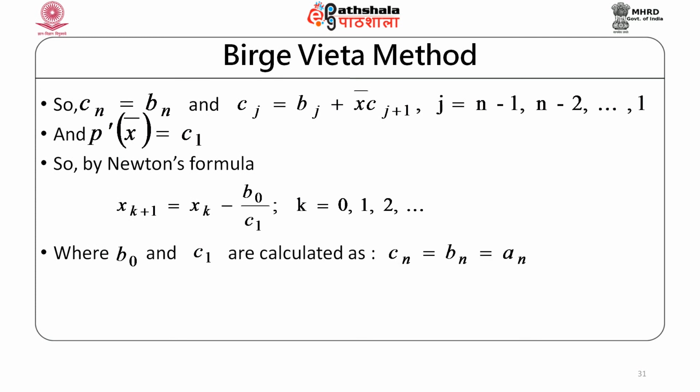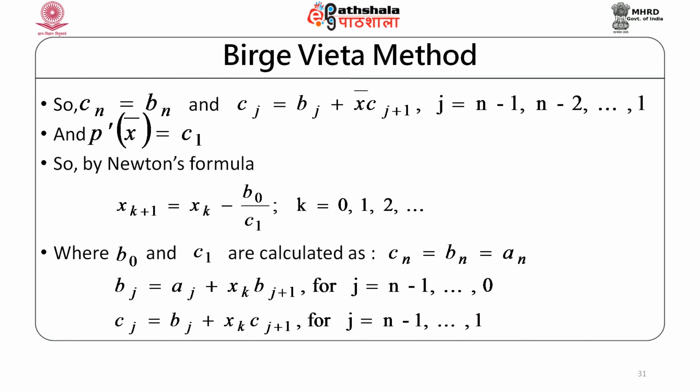So, b0 is calculated using this iterative formula: cn is bn is an, and we go on decrementing the counter, j becomes n minus 1, n minus 2, n minus 3 up to 0, and get the bj's by aj plus xk b(j+1), and cj by bj plus xk c(j+1), j is n minus 1 to 1. Looks complex, but it is very easy to implement.